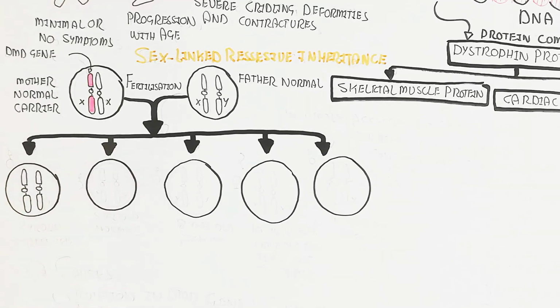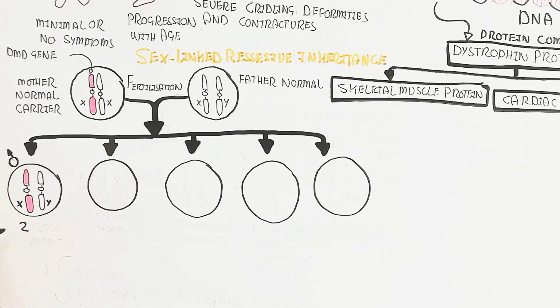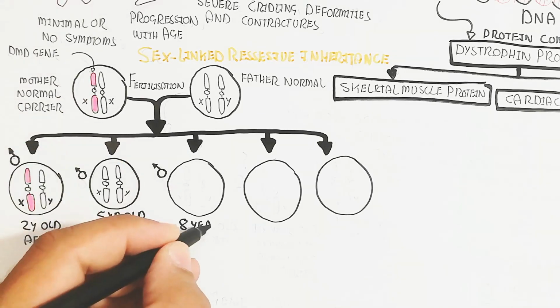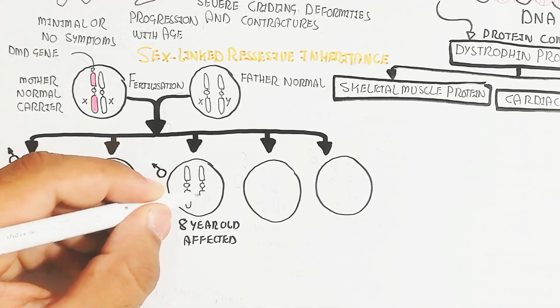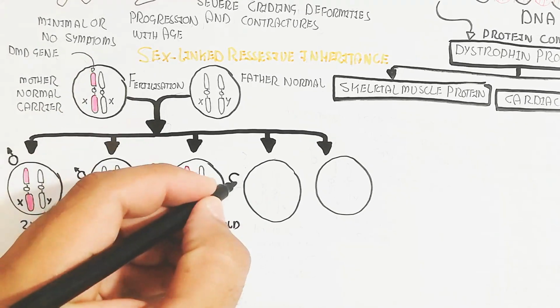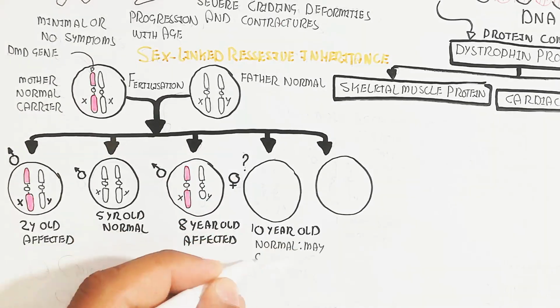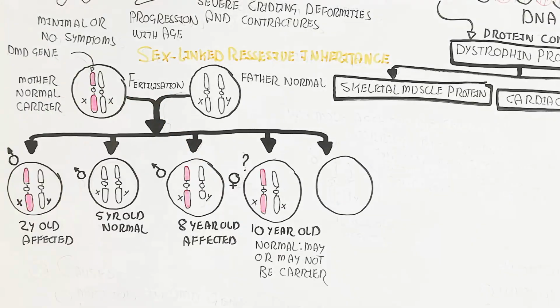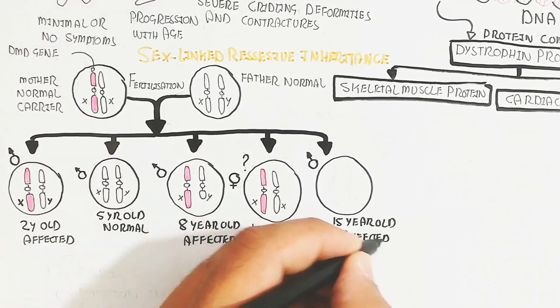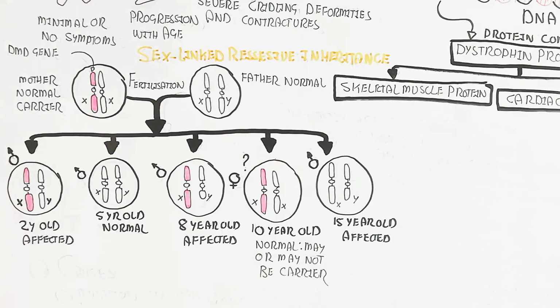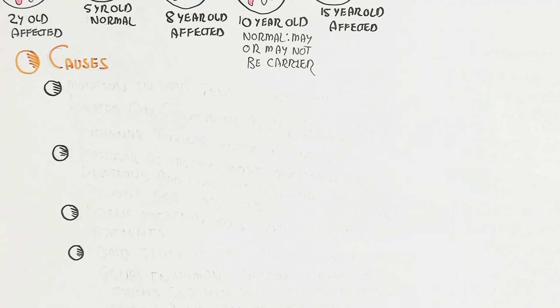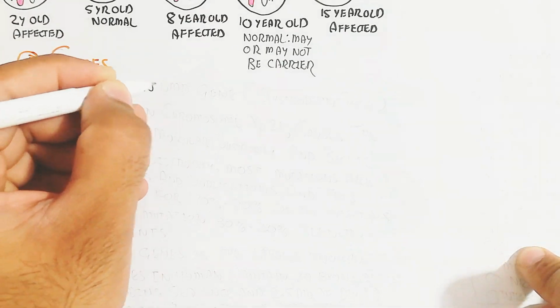In this, the normal mother is basically a carrier. The 2-year-old affected male is possible because he has only one X chromosome, which carries the DMD gene causing Duchenne muscular dystrophy. The 5-year-old normal male is normal with no problem because the X chromosome that came from the female is normal. The 8-year-old is affected due to the DMD gene on chromosome X, while the 8-year-old normal female may or may not be a carrier. In this way, the 15-year-old affected is also possible.